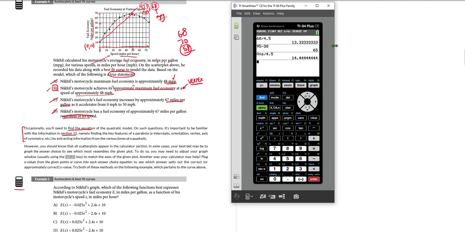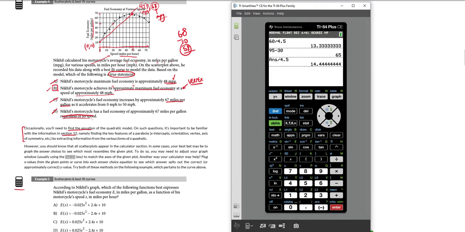I'll make the calculator bigger here. We've got a little bit more room. So we're going to go into Y equals. We're going to clear out whatever we have in there. We are going to put in answer choice A, which is negative 0.025, making sure you're using the negative and not the minus, and then instead of s, I'm just going to use x, and we've got to square that, plus 2.4 plus 10. Okay, so that is answer choice A.